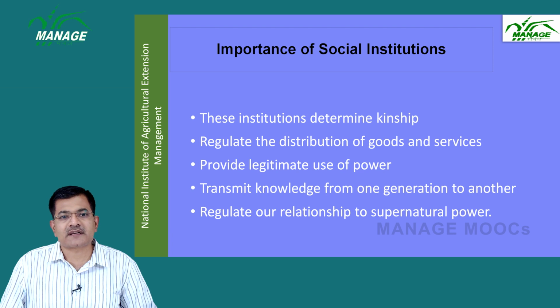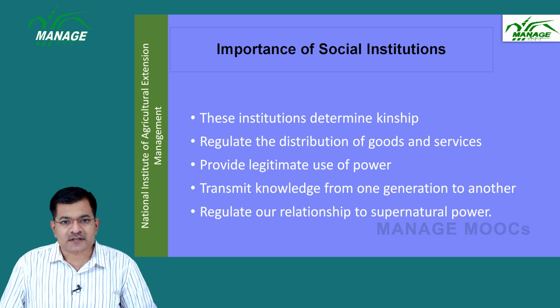It also provides the legitimate use of power because if you look at certain religious sects, certain religious classes, they will have the final authority to conduct certain ceremonies and rituals in the villages. So similarly, it provides the legitimate power to certain other people to practice their particular profession. The social institutions also transmit knowledge from one generation to another, and religion is one of the important things that we can connect quickly coming to this importance.